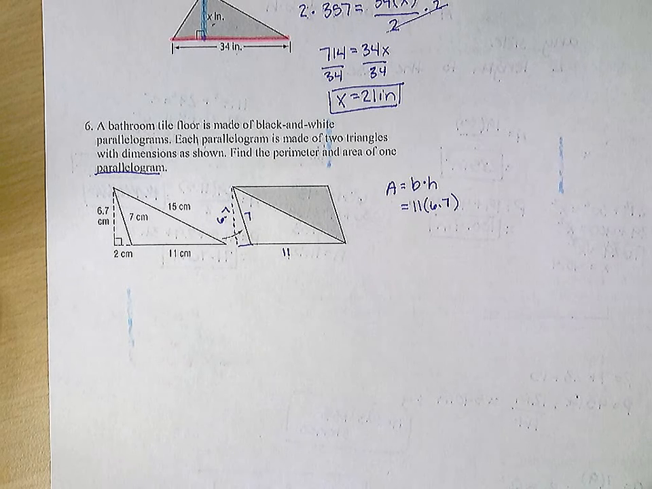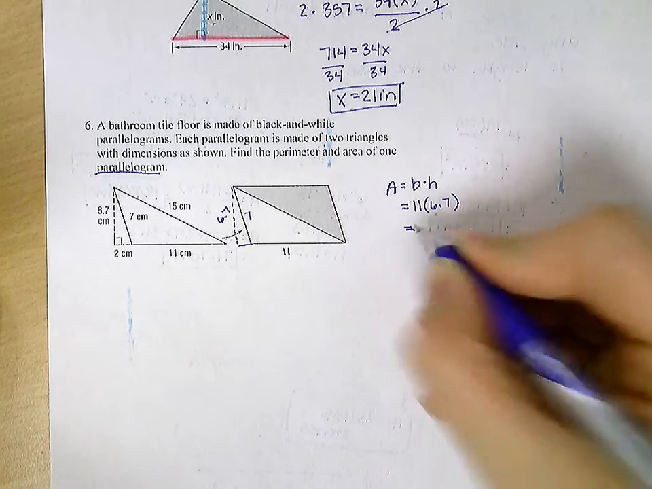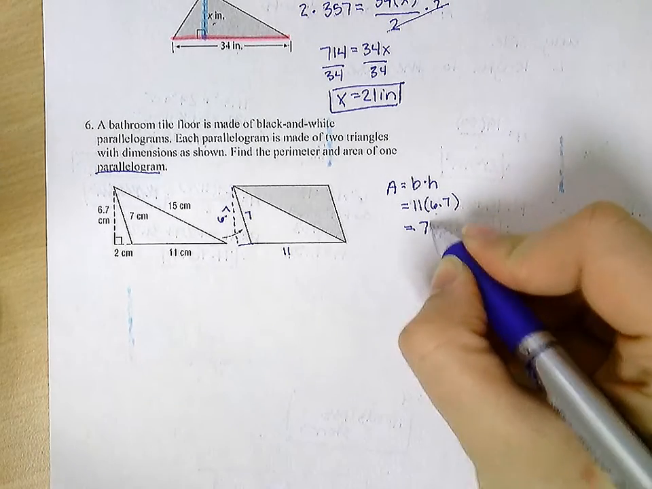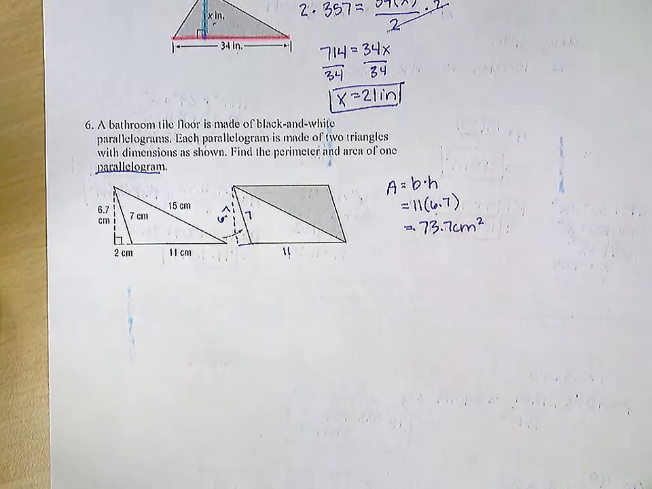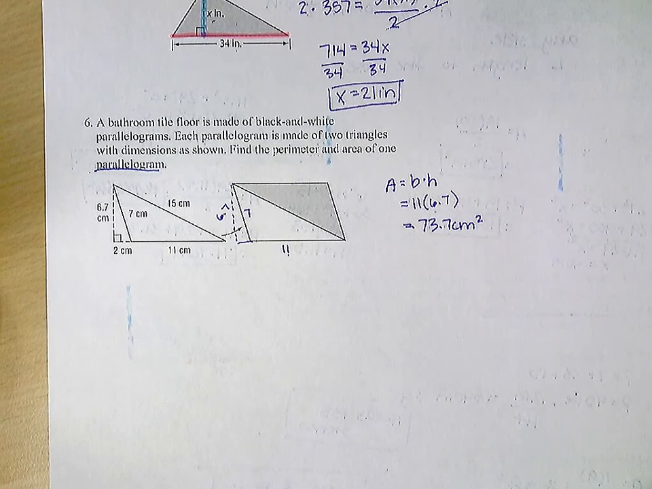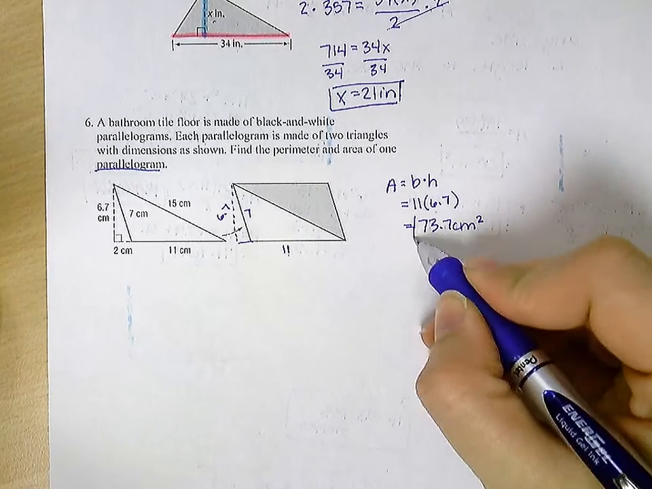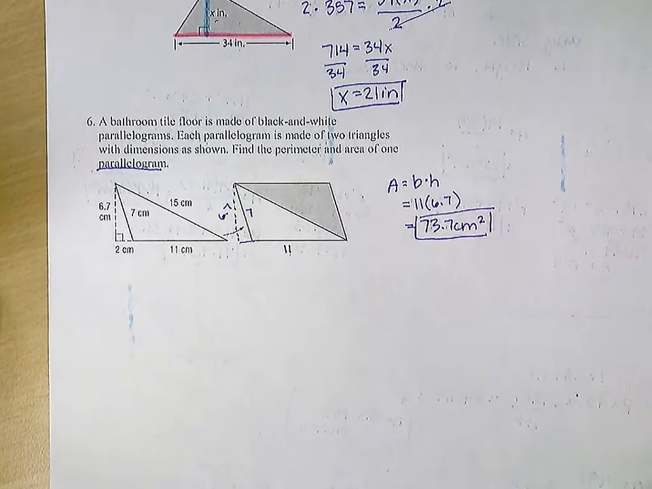So all I have to do is multiply 11 times 6.7 to get this area. And I got 73.7 centimeters squared. Now you could have found the area of the triangle. If you found the area of the triangle, what do you think you'd do with that? Multiply it by 2. So if you found the area of the triangle, just multiply it by 2, and that would be the area of that parallelogram.